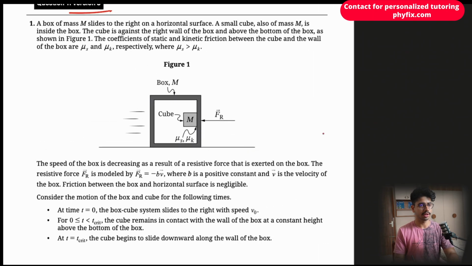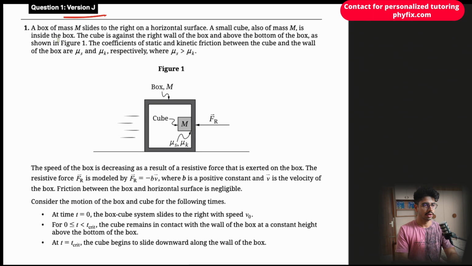In this question, what they mention is a box of mass m sliding on the right of the horizontal surface. So there is a box of capital M that is sliding to the right side, and a small m cube placed inside the box. The cube is against the right wall of the box, above the bottom of the box. It is not touching the ground. They need to say that.